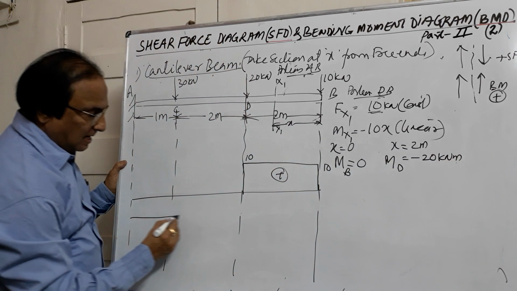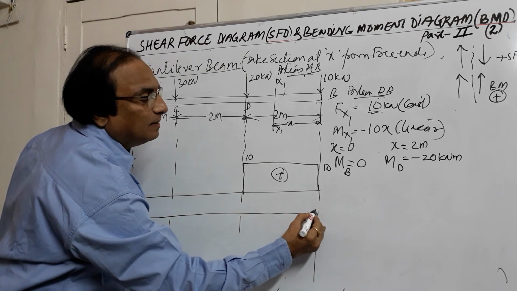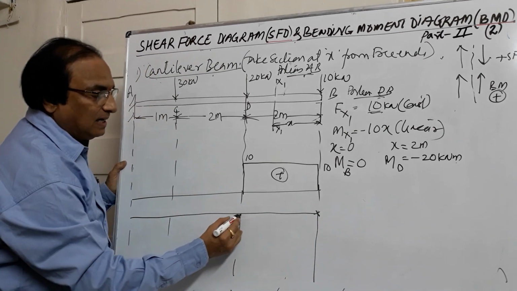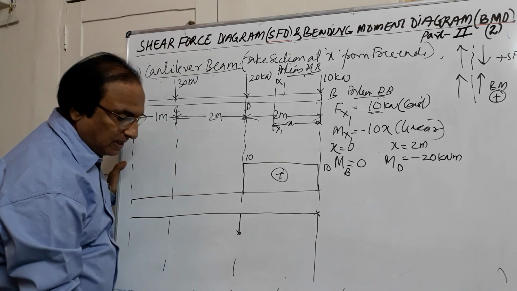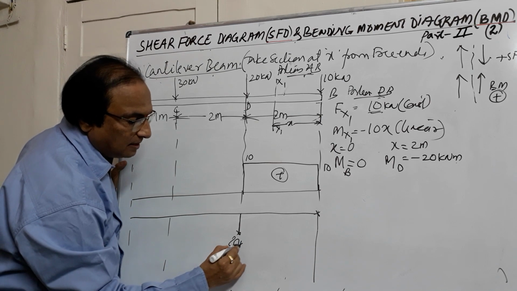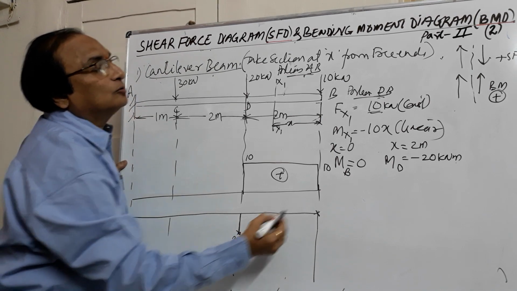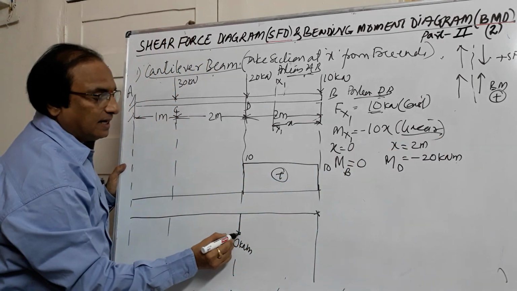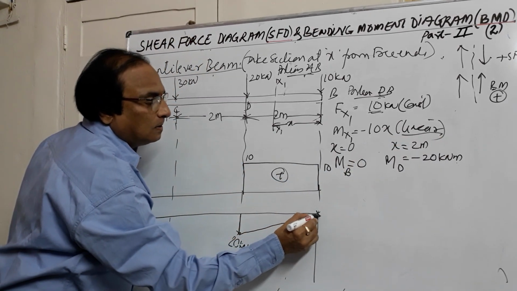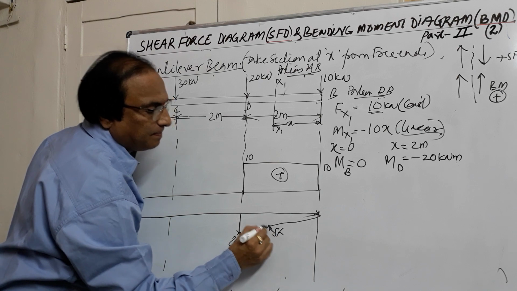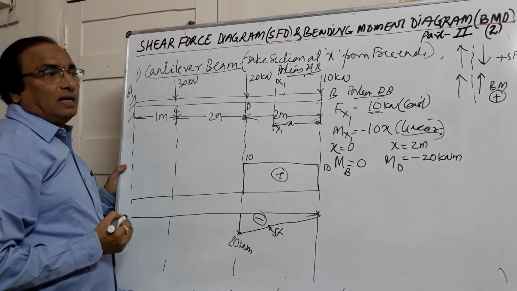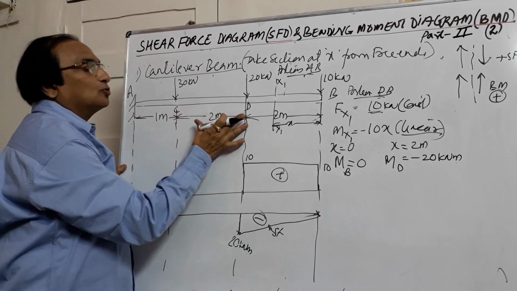Suppose if I plot the diagram here simultaneously, bending moment here is 0 and bending moment here is minus 20. So this will go down minus 20 kilonewton meter. I will have to join these 2 points by a straight line. This is straight line. This is negative. Likewise, we will come to the second portion, CD.